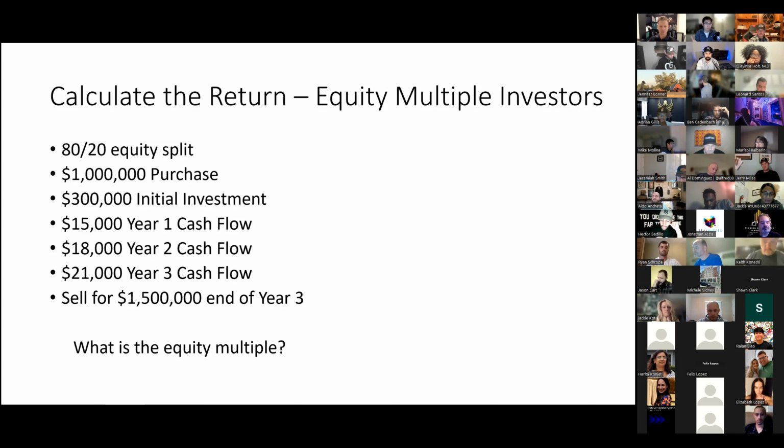But you have to remember, if you have an 80-20 split, everything is split. They don't get the entire thing. So you took the profit, which is what it sold for minus what you paid for it. Yep. Looked at the cash flows. You added them up, all the cash flows plus the sale, all potential income. Yes, that's equity multiple.